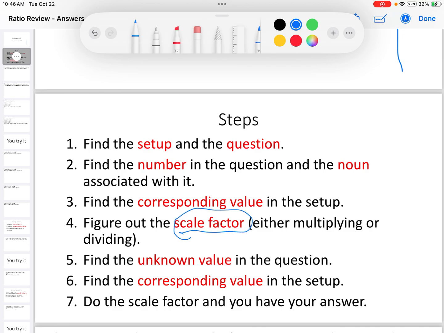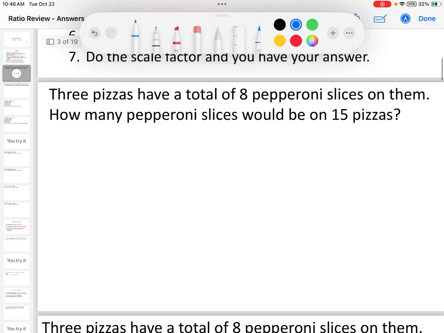And the way to do that is you find a number in the question and the noun. Then you find the corresponding value and you figure out how to go from the corresponding value to that number. What you do is the scale factor. Then you look at the question again, you find the unknown value, you find the corresponding value in the setup, and you do the scale factor to that, and you find your answer. That needs an example. All right.